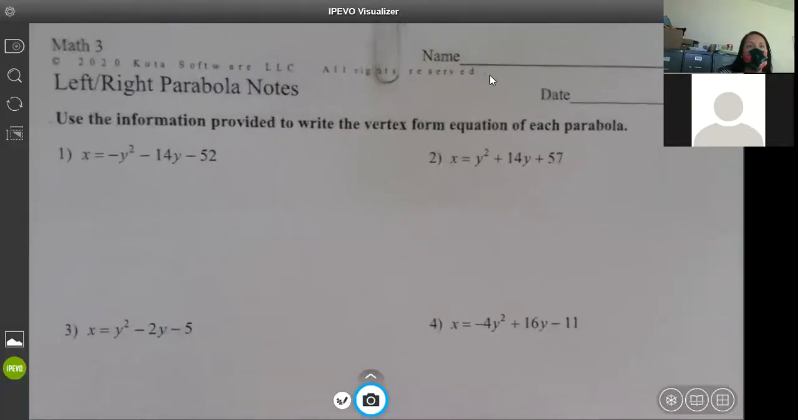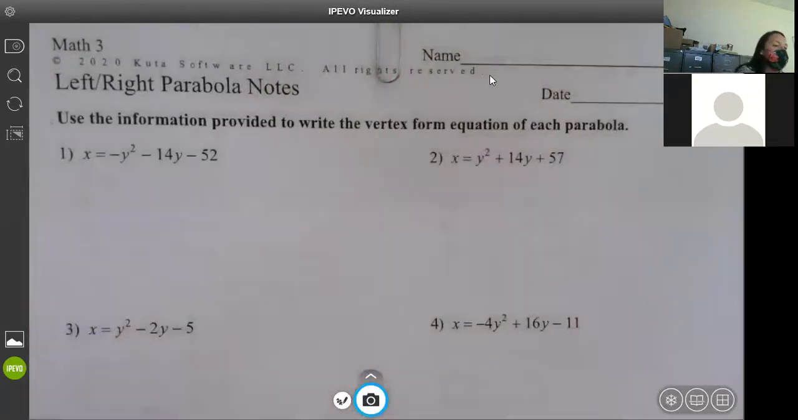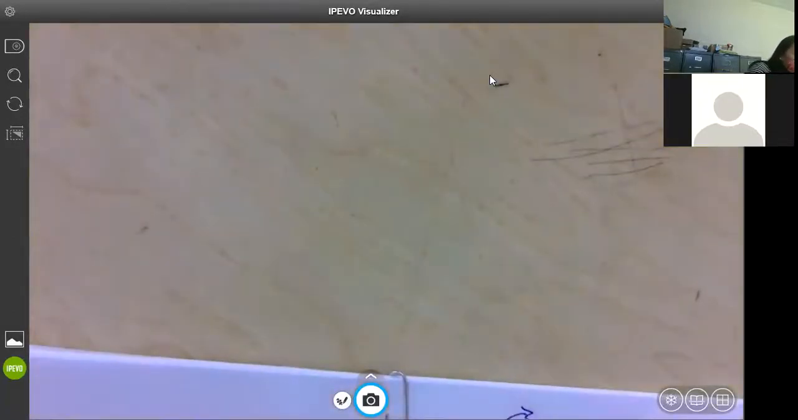All right, so we're doing, again, left-right parabolas today, and it's exactly the same thing. What do you notice is different? Yeah, it's not x squared anymore, it's y squared. And all that does is it flips that parabola from being a U or an M shape to either turning left or right. So it'll look like this when you graph it.